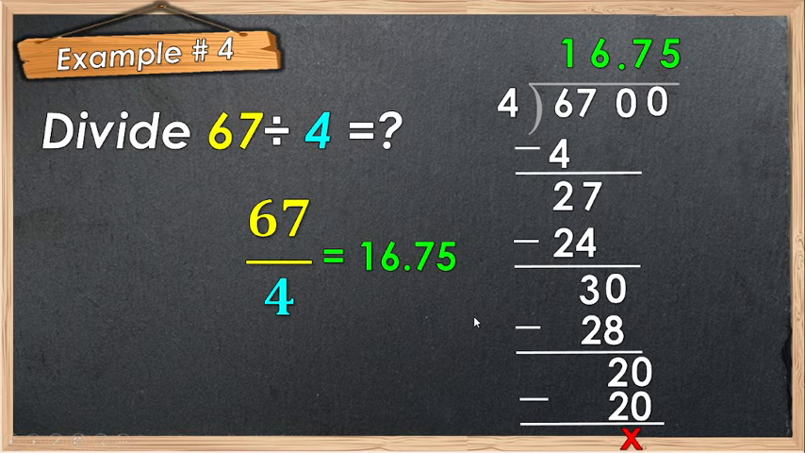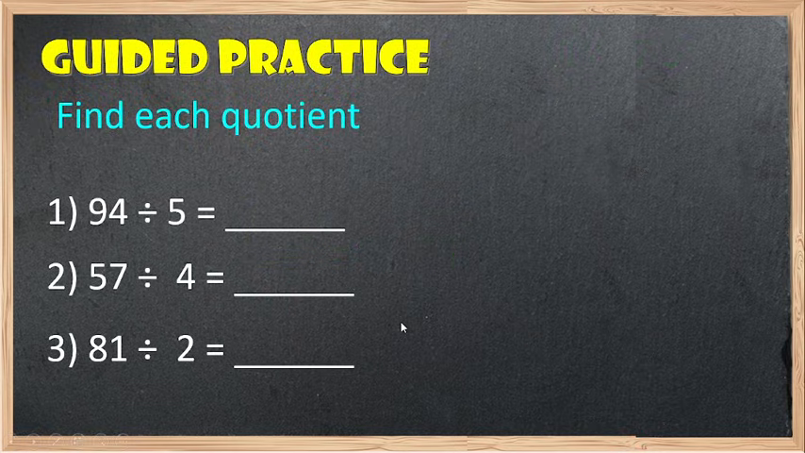Okay? I hope you understand how to divide the given decimal numbers. Now, for your guided practice, you need to find the quotient of the following numbers. Number 1, 94 divided by 5. Number 2, 57 divided by 4. Number 3, 81 divided by 2. You have 1 minute to answer. Timer starts now.